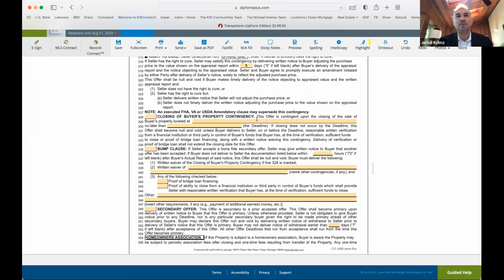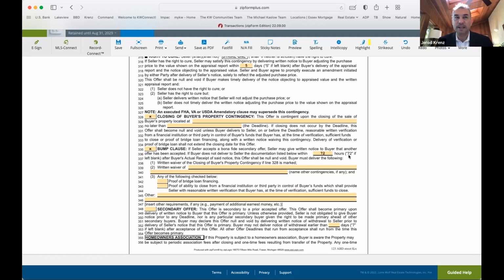Closing of buyer's property. So let's say you're writing an offer contingent upon a sale of another house. That's where you put that information. So you would mark that, and then you would put the address of the property there. On line 335, you would also mark that, and this is the bump clause. And 72 hours is the standard. It's actually what's written in the document.